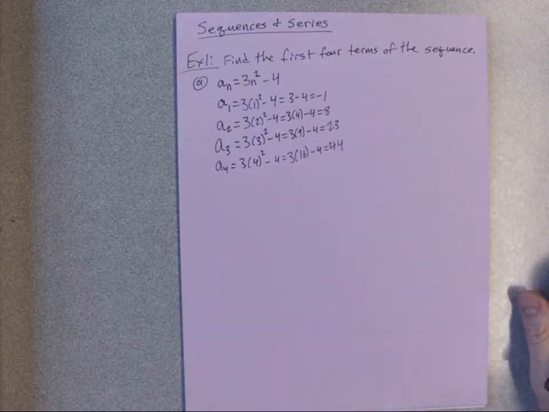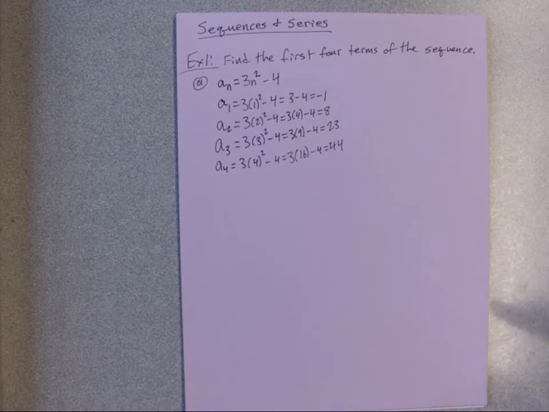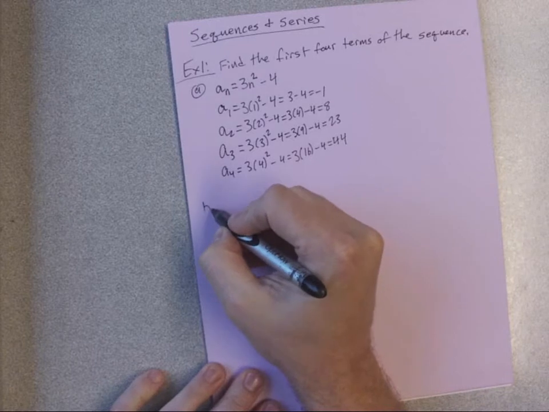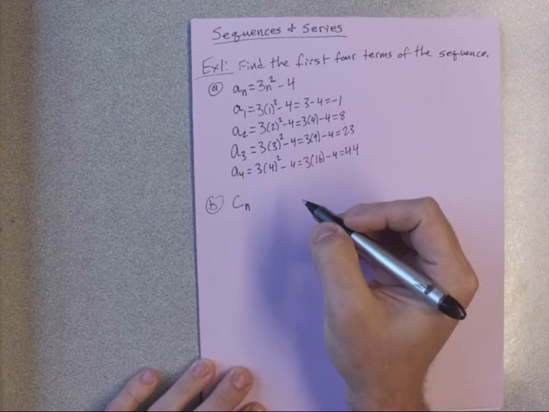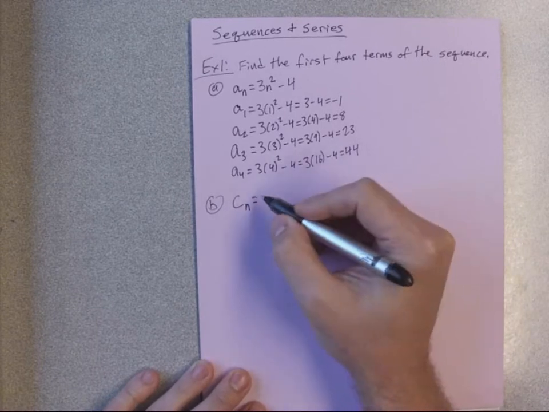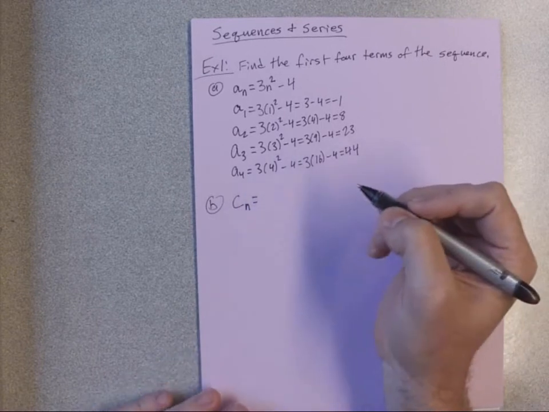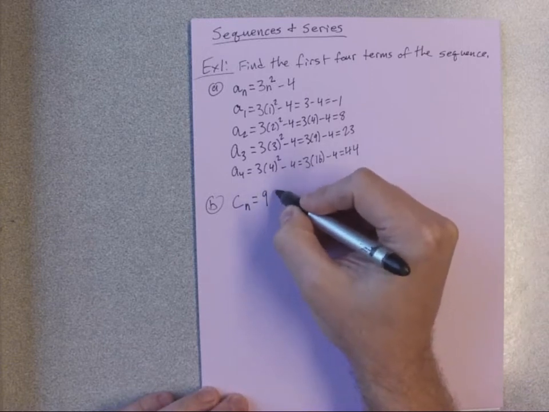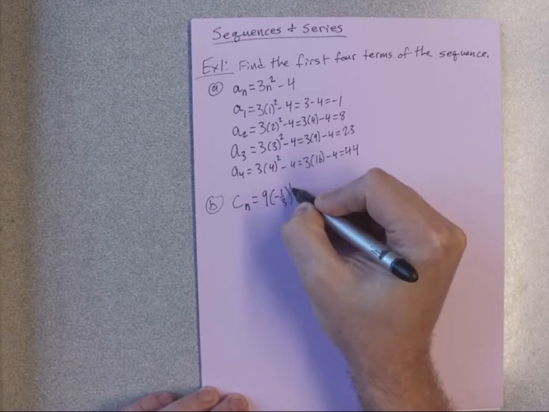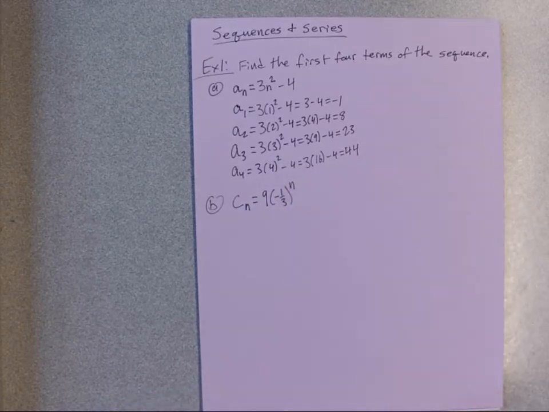Alright, hopefully that's not too bad. What this is doing is getting you in the right mindset for the next couple of videos to come. Let's look at one more here. Part B. Let's call this one C sub n. So now I'm just calling it C, and our subscript, that's what we're plugging into. Let's try 9 times negative 1/3 to the n power. You pause the video and try to do all 4 by yourself.